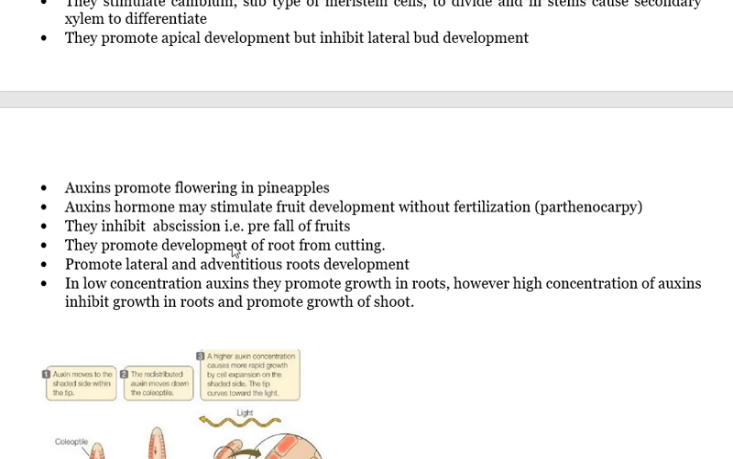And the best way to prevent that is by spraying auxins. So auxins, they will prevent the pre-falling of fruits, and a large number of fruit at the end of the day will reach the maturation age. Kwa hiyo that's very important in commercial application.